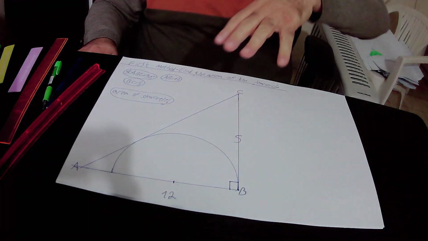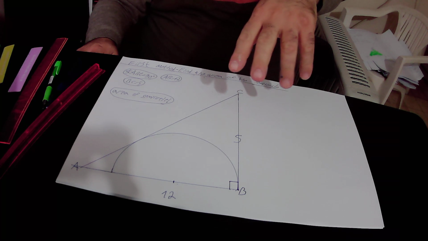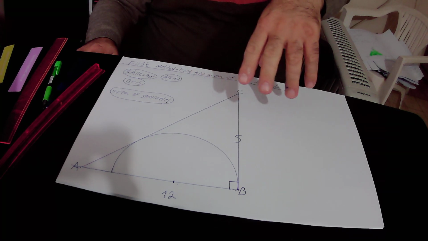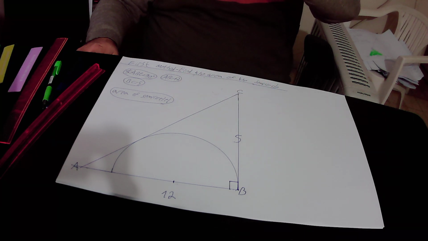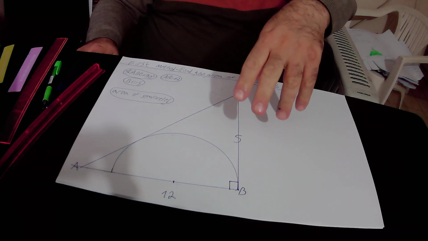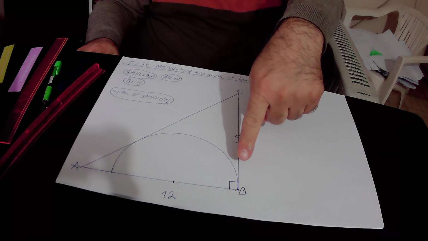Hello, in this lecture we will find out the area of the semicircle using 4 different methods. In the drawing we have a semicircle that is inscribed by triangle ABC, blocks the semicircle. Triangle ABC is a right triangle. This angle ABC equals 90 degrees.